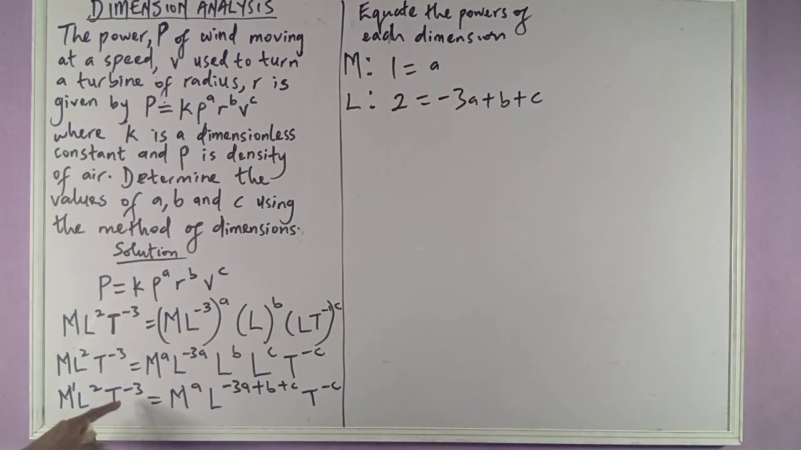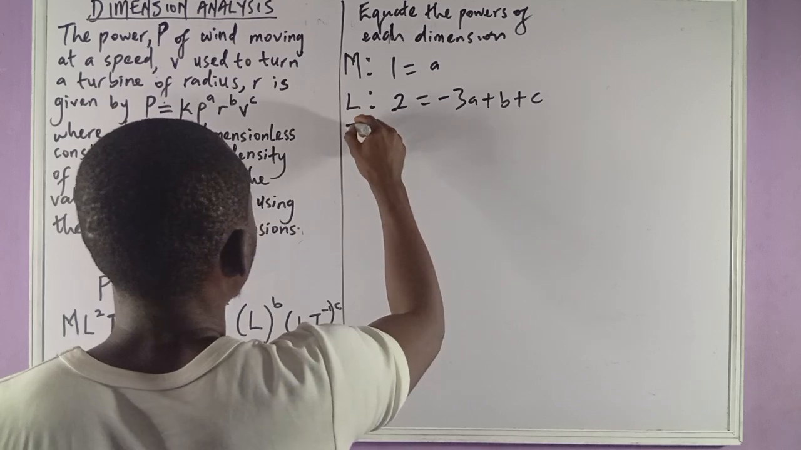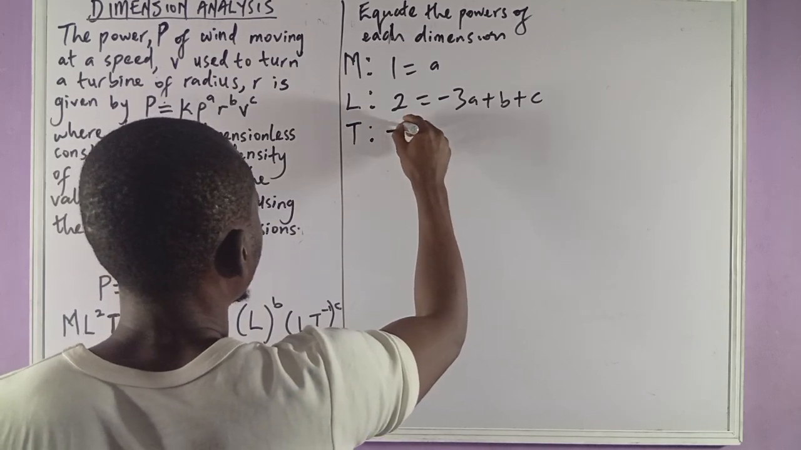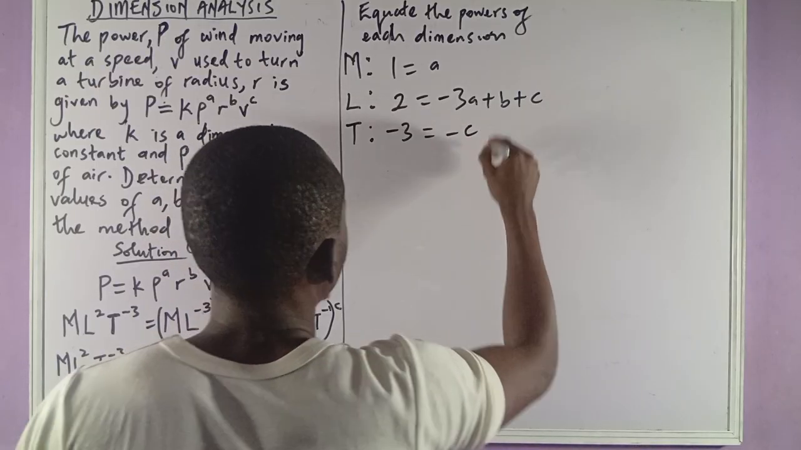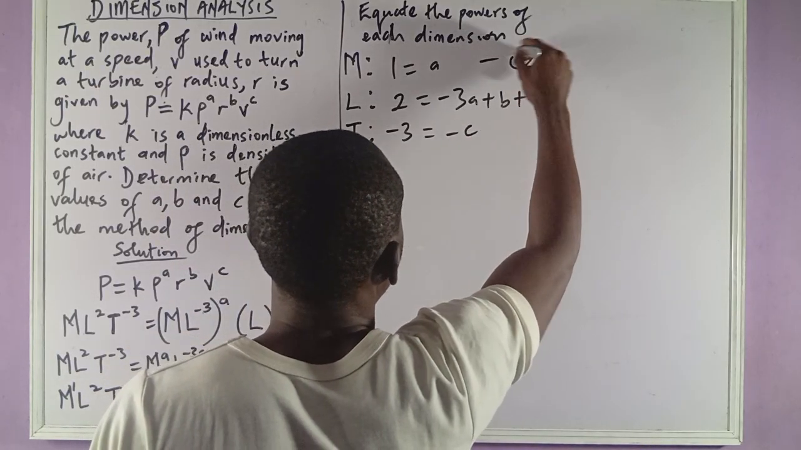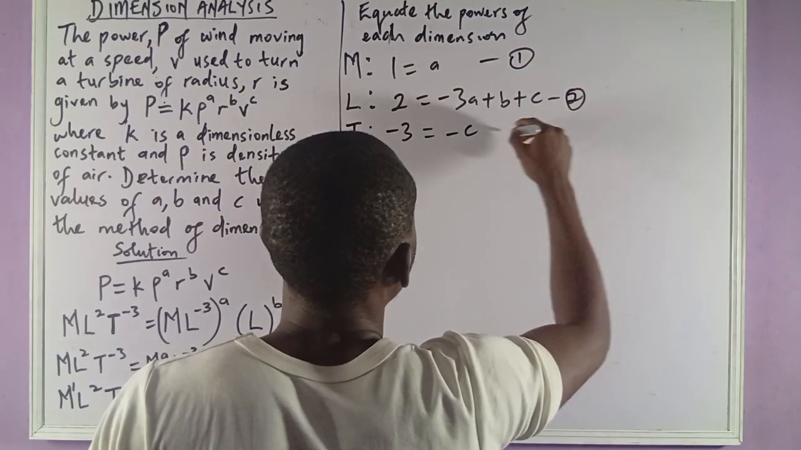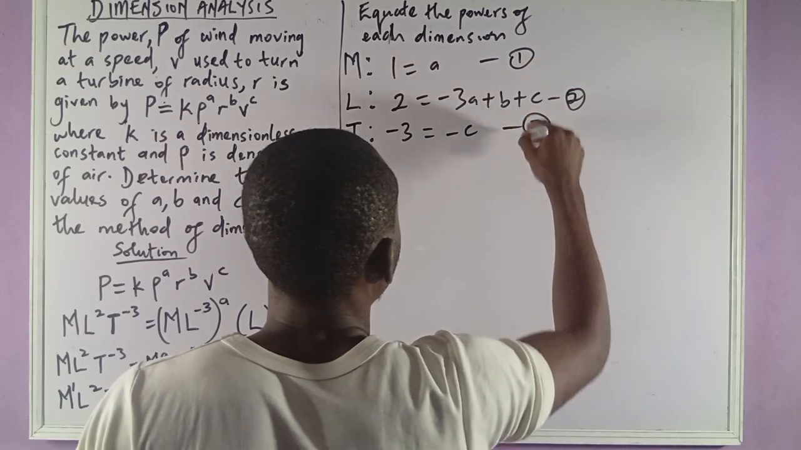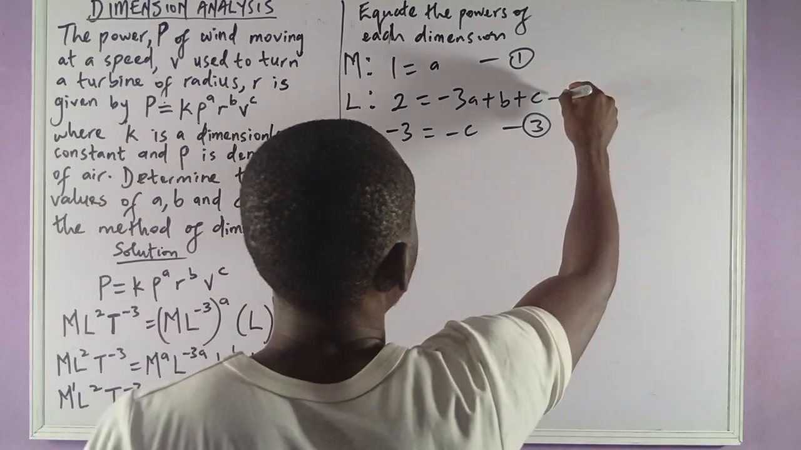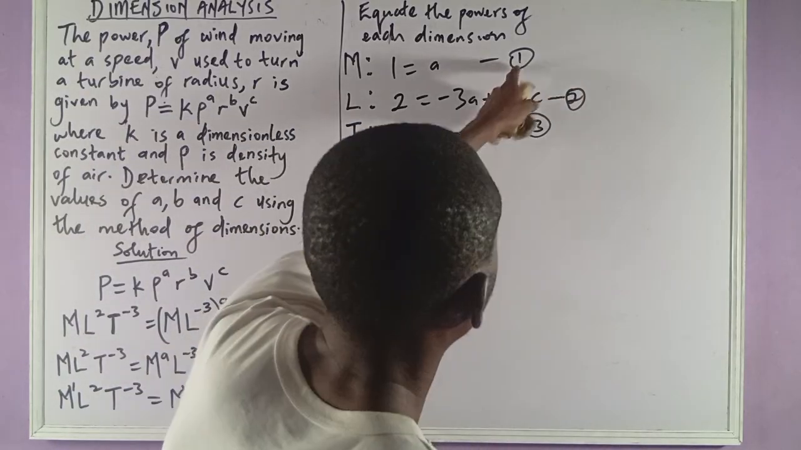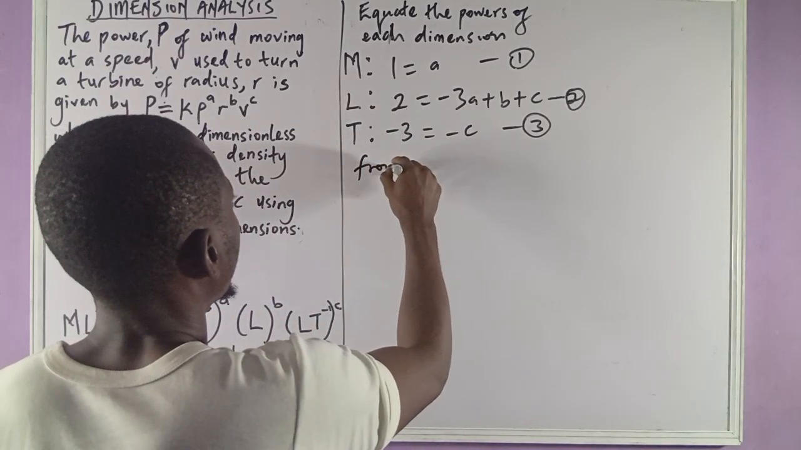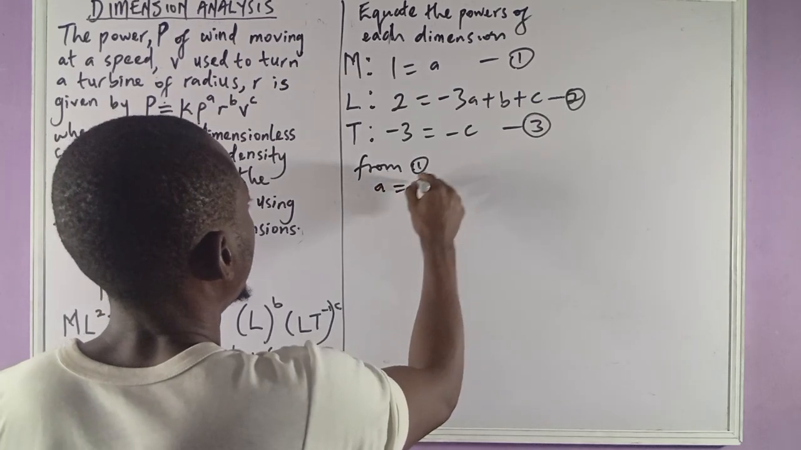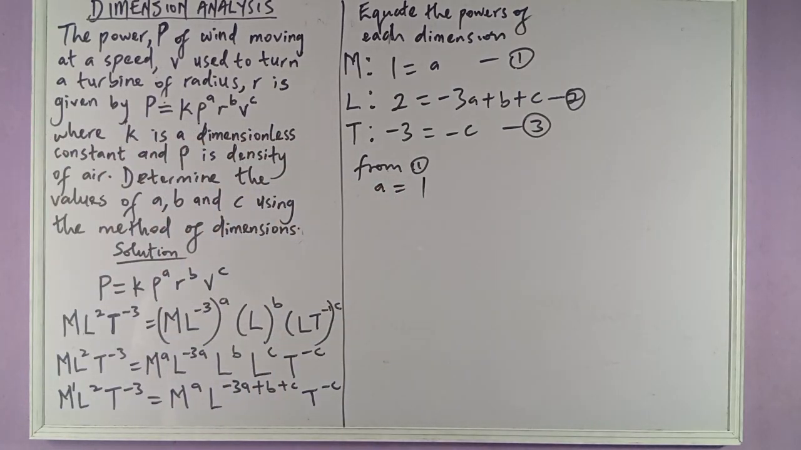And lastly, I have T, dimension for time. -3 is equals to -C. I can decide to name this equation 1, name this equation 2, name this equation 3. So after naming, these are the names: equation 1, equation 2. Obviously from equation 1, A is already equals to 1. So we found the value of A already.